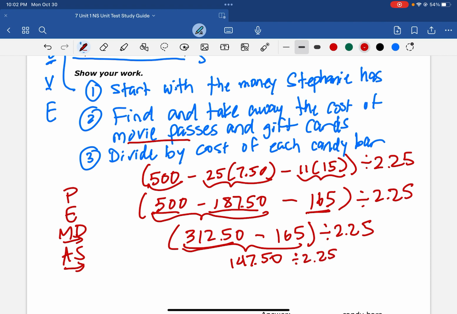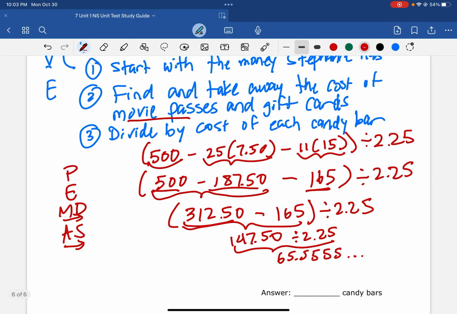And when we do that, we end up with 65.5555... Now, what does that mean? Well, we can't buy 0.55 candy bars, right? And the question is asking how many candy bars we can buy that cost $2.25 each. So the answer is 65.